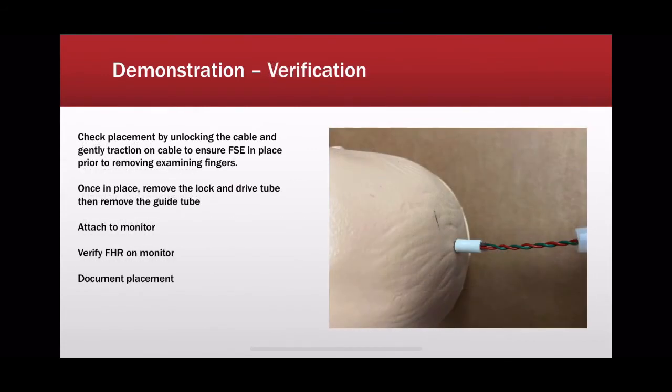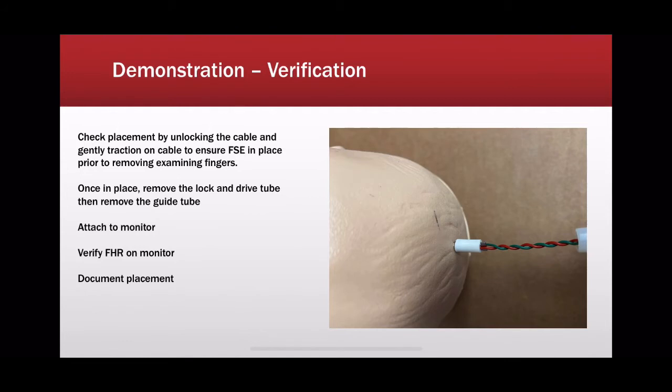We do want to check the placement and verify it is in place. So how we do that is we're going to flip the cable through the lock. So we're going to unlock the cable, and then we are going to very slightly tug on the cable to make sure that the FSE is in place. We don't want to remove the guide, and we don't want to remove our fingers until that is done, just in case we need to move it.